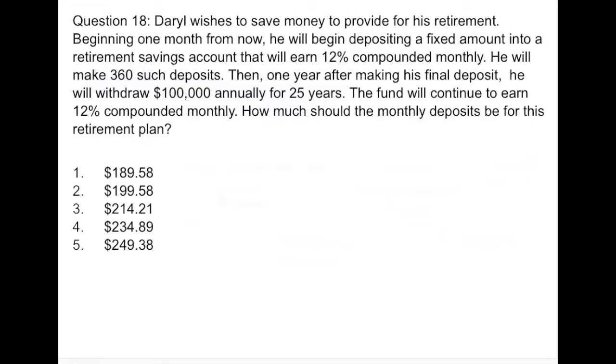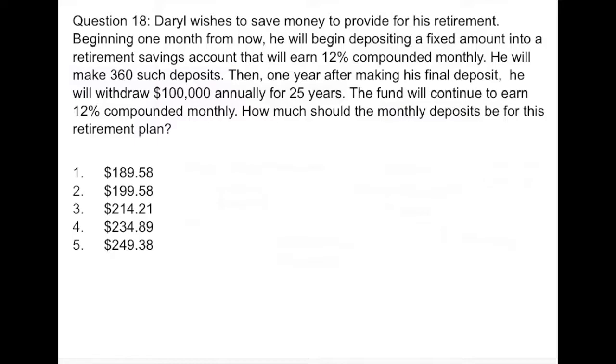So let's have a look at question 18. Here it says, Daryl wishes to save money to provide for his retirement. Beginning 1 month from now, he will begin depositing a fixed amount into a retirement savings account that will earn 12% compounded monthly. He'll make 360 such deposits.